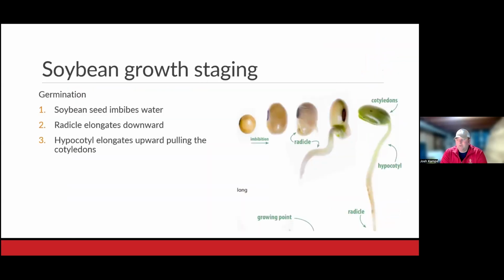Okay, a little bit on soybeans. Pick the pace up a little bit. So again, they go through that germination process. The seed imbibes water, the radicle forms, the hypocotyl elongates. But it's a different plant, right? So it's not going to push that stem out like the corn plant does. It's actually trying to lift that entire seed up to the surface of the soil so those cotyledons can open up and form the first leaves.